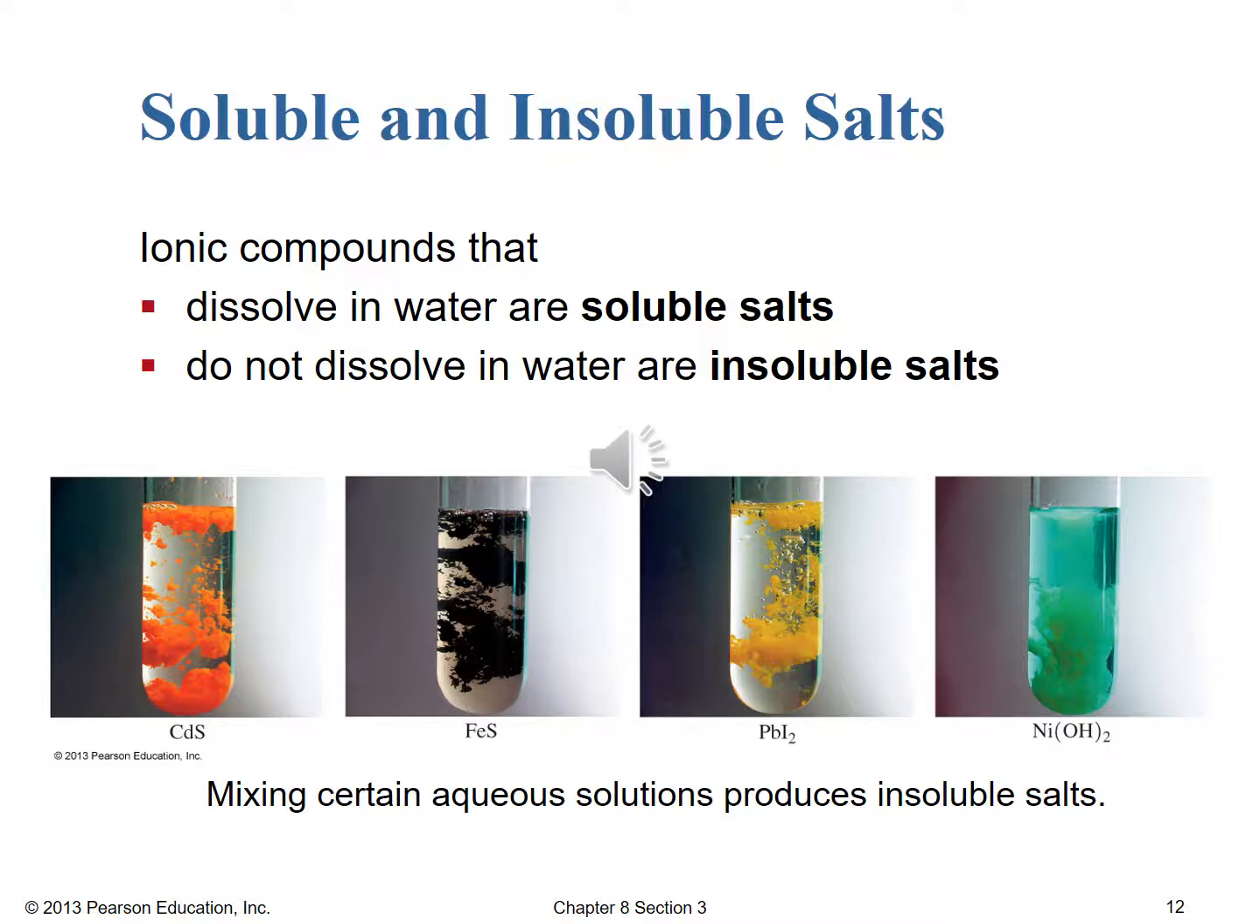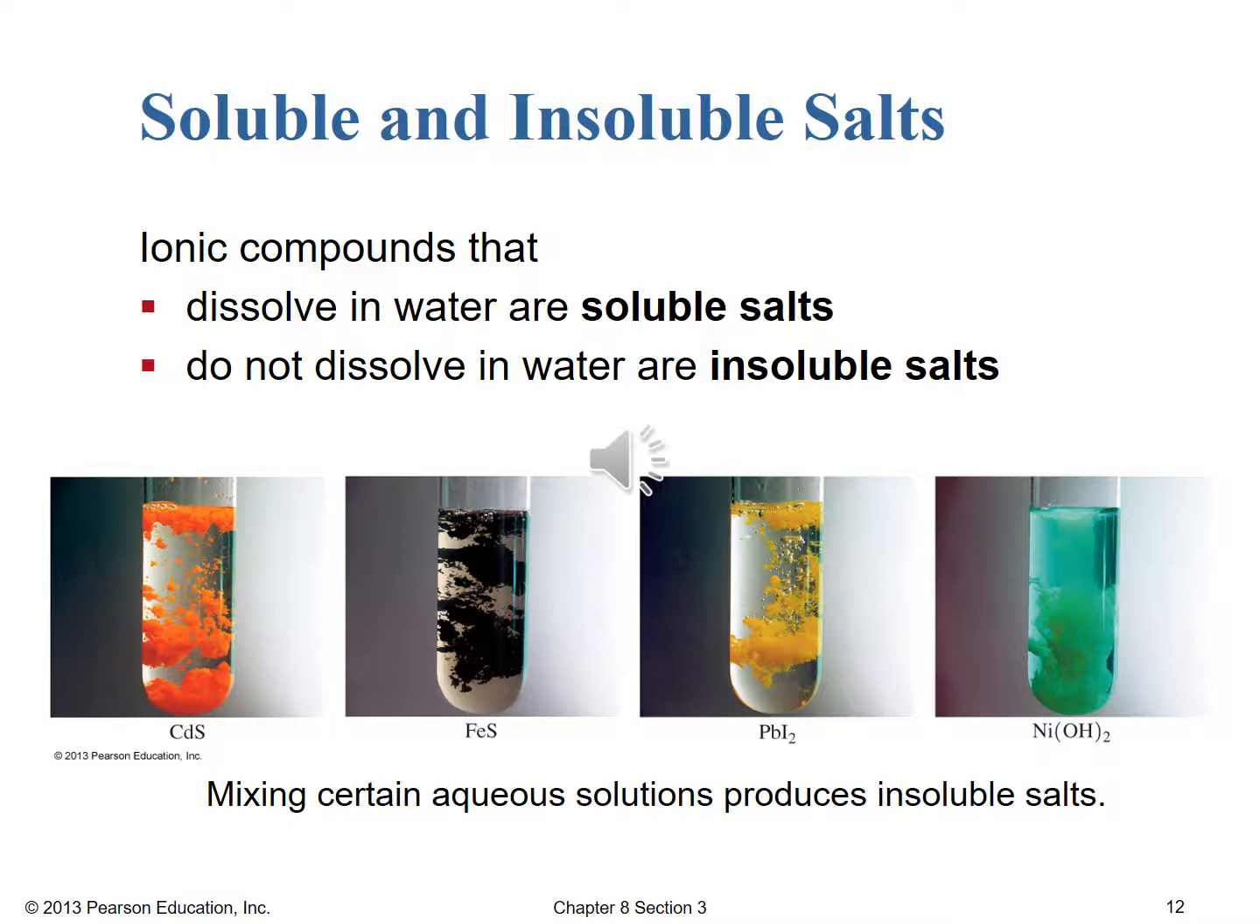So ionic compounds that dissolve in water are called soluble salts, and this tends to be the overwhelming majority of salts that we encounter. However, there are ionic compounds that do not dissolve in water, and those are known as insoluble salts. They might dissolve in a different solvent, and to be honest, they dissolve to a very, very small extent in water, but at least in terms of appreciable, measurable amounts, we'll call them insoluble.